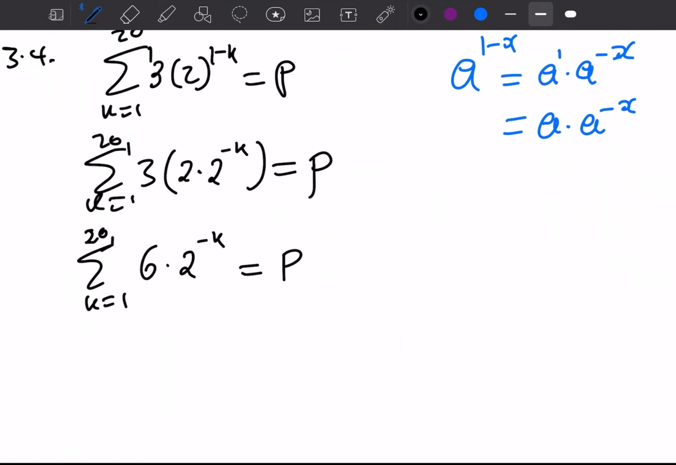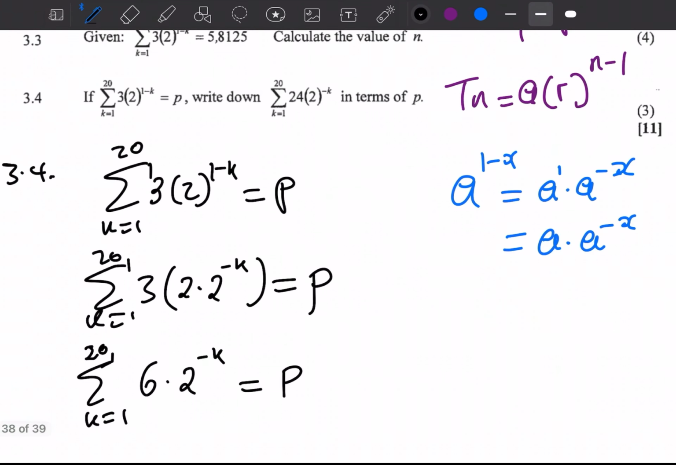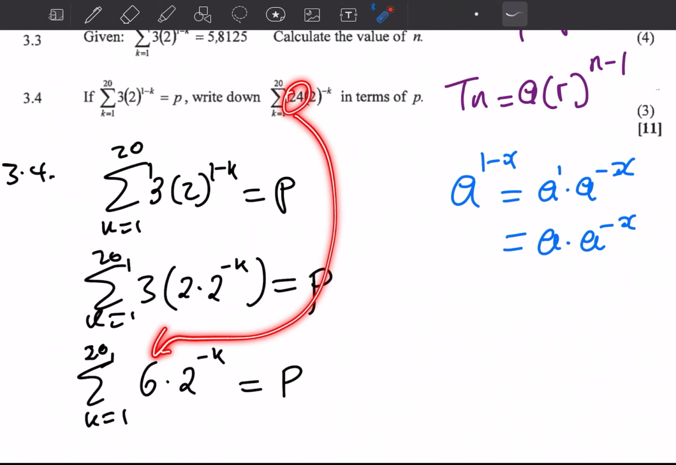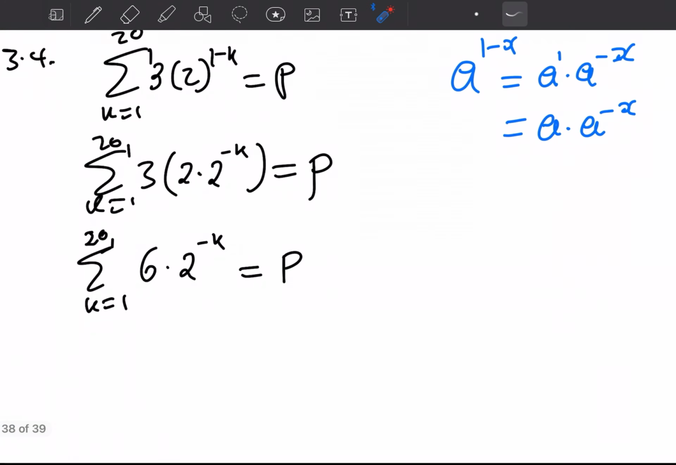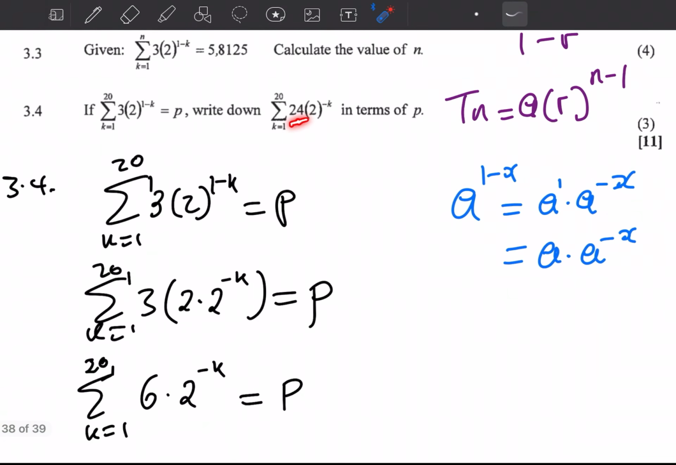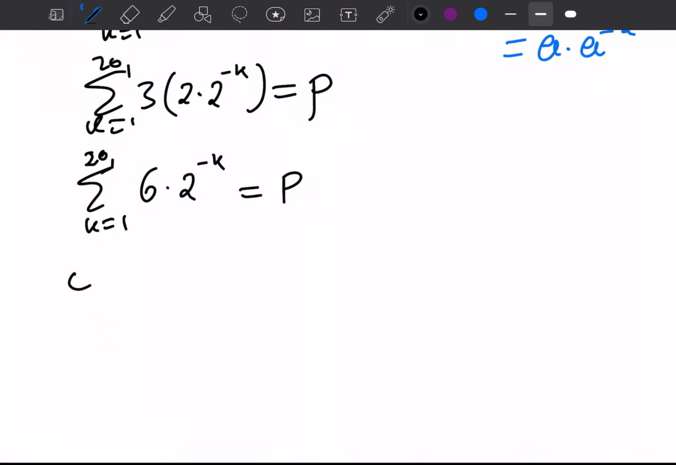So what are we trying to do here? We already have this, but we have 6 here with 24. How can you make 24 look like 6? I mean, how can you derive 24 from 6? How can we do that? The best way to do that is basically times 6 by 4, right? So if you times 6 by 4, you're going to get what? 24. So you can just times this whole thing by 4.